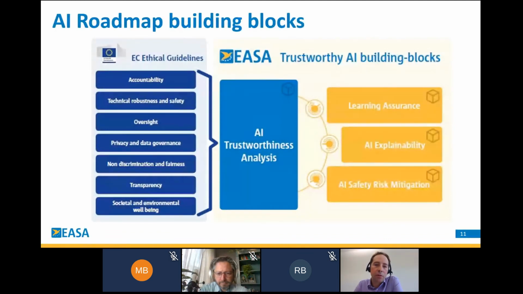Then we have three, I would call, more technical building blocks: the learning assurance, explainability, and safety risk mitigation, which we represented with potentiometers here, meaning that we might not need to push the potentiometer to 100% for all of them. It will depend on certain criteria, like the level of AI, the criticality of the application, etc.